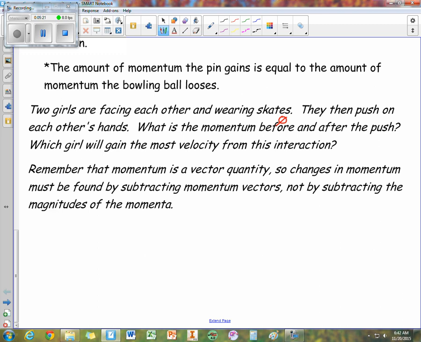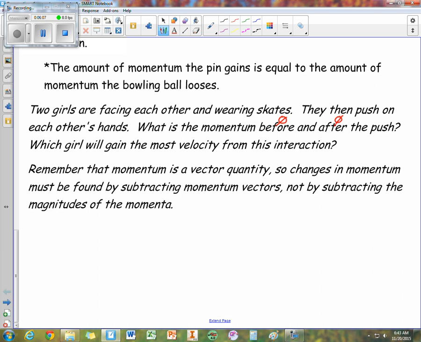Now, what is their momentum after the push? Well, believe it or not, the momentum after the push is zero as well. And you may be wondering, how can that be? Well, velocity is a vector, and momentum is a vector. So velocity can be negative if an object is rolling in the negative direction. One girl rolls in a positive direction and the other rolls in a negative direction, so those two momentums can cancel each other out. Now, which girl will gain the most velocity from this interaction? It's going to be the girl with the least amount of mass.